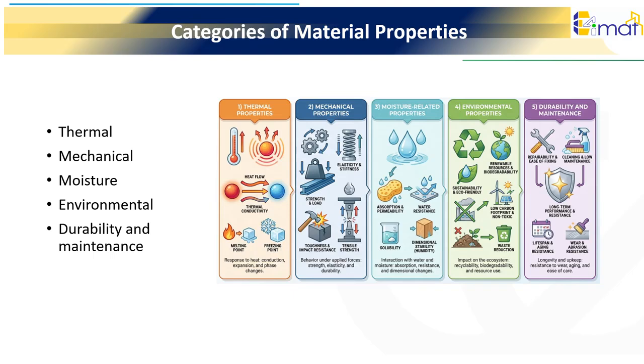Thermal properties include conductivity, resistance, and heat capacity, which determine how a material responds to temperature changes. Mechanical properties cover strength, elasticity, and density, affecting structural performance and stability. Moisture-related properties such as absorption and permeability influence how materials interact with water and humidity. Environmental properties encompass factors like embodied carbon, recyclability, and environmental product declarations, which help assess sustainability. Finally, durability and maintenance properties describe the lifespan of materials and how they degrade under real-world conditions.